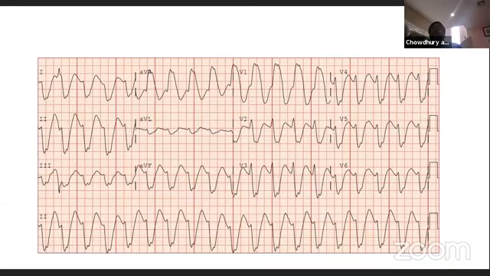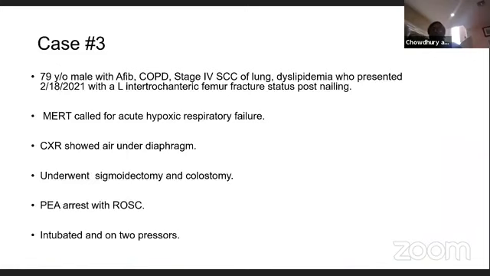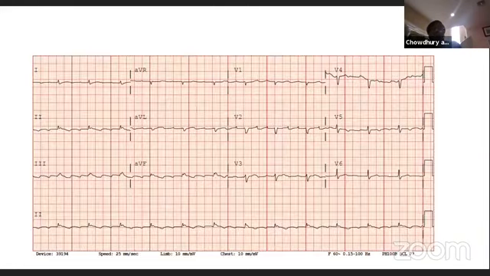So there is a famous saying: judgment comes from experience, and bad experience gives you good judgment. So we have gone through all of the bad experience, so this is another important EKG. What do you think about this one?